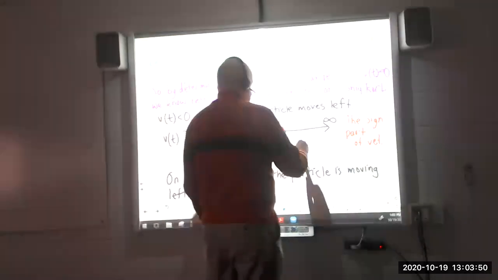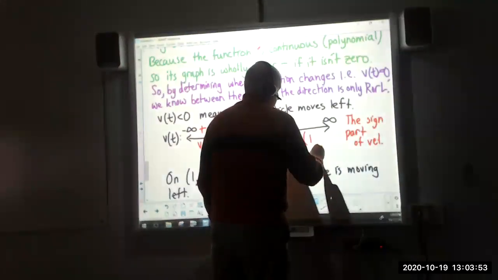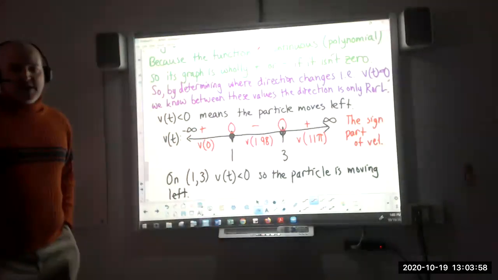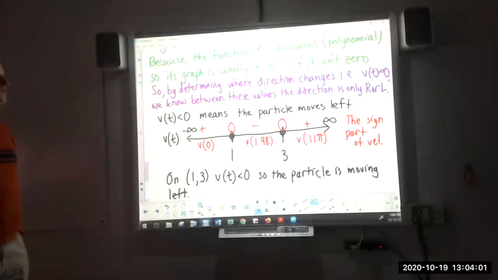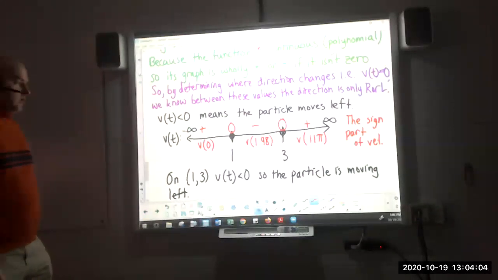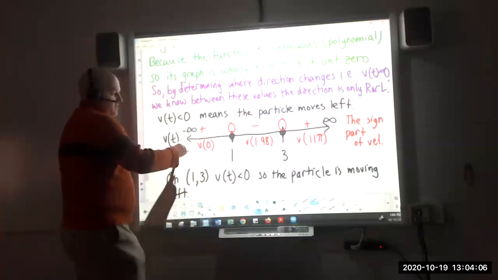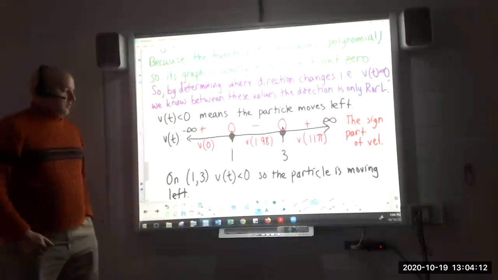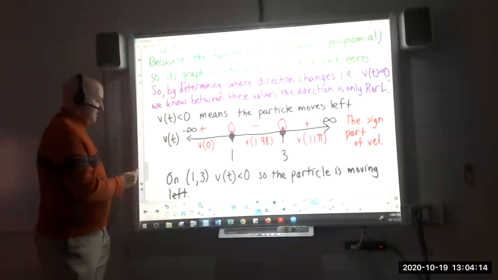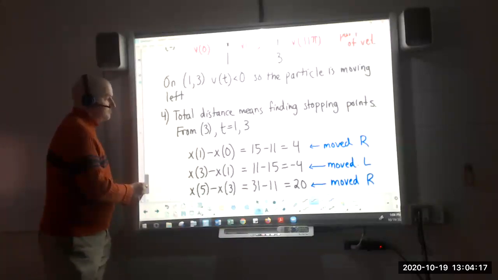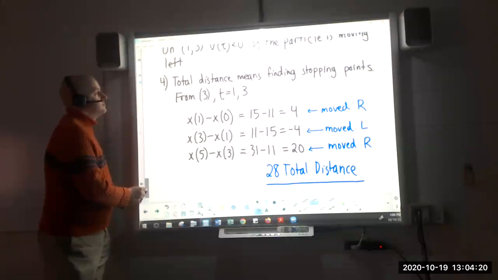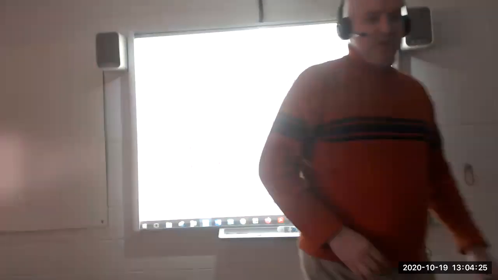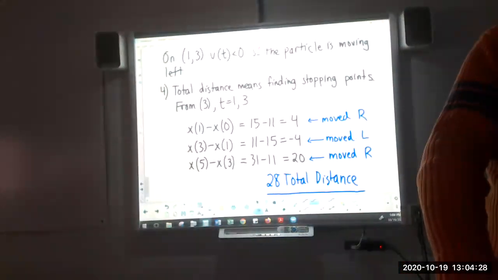And then I repeat the process. I choose a value bigger than 3, like 11 pi. Doesn't have to be 11 pi. It could be anything bigger than 3, like 4. It's also positive. So I know that velocity is positive, velocity is negative, velocity is positive. So on the interval from 1 to 3, the velocity is negative, the particle is moving left. This is the last one. I will let you marinate in that for a bit.